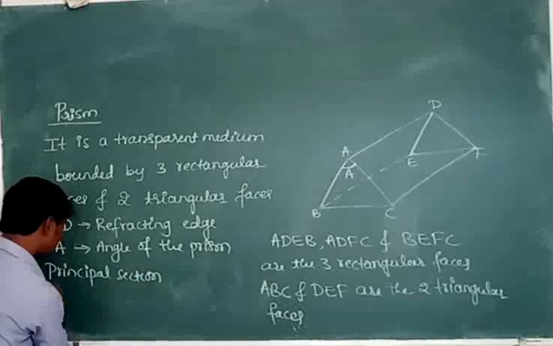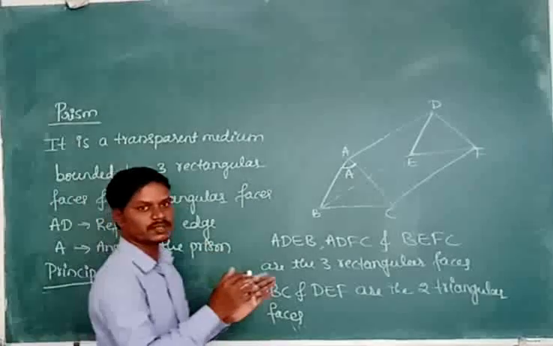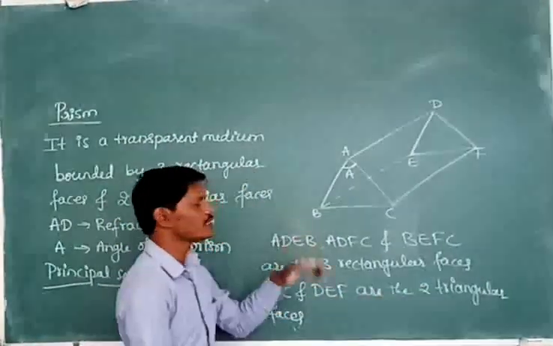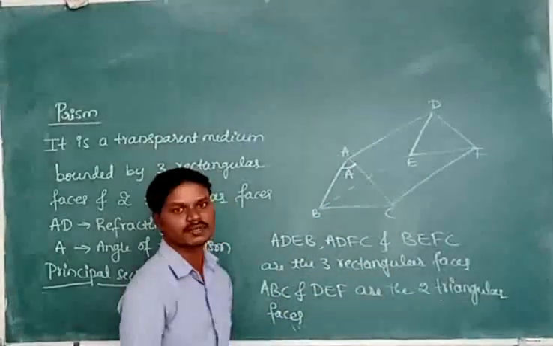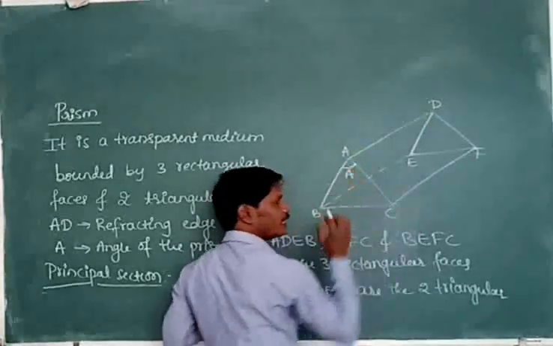What do you mean by principal section? It is any section of the prism which is perpendicular to the refracting edge. Which are the principal sections here in the prism? ABC is the principal section because ABC is perpendicular to the refracting edge.